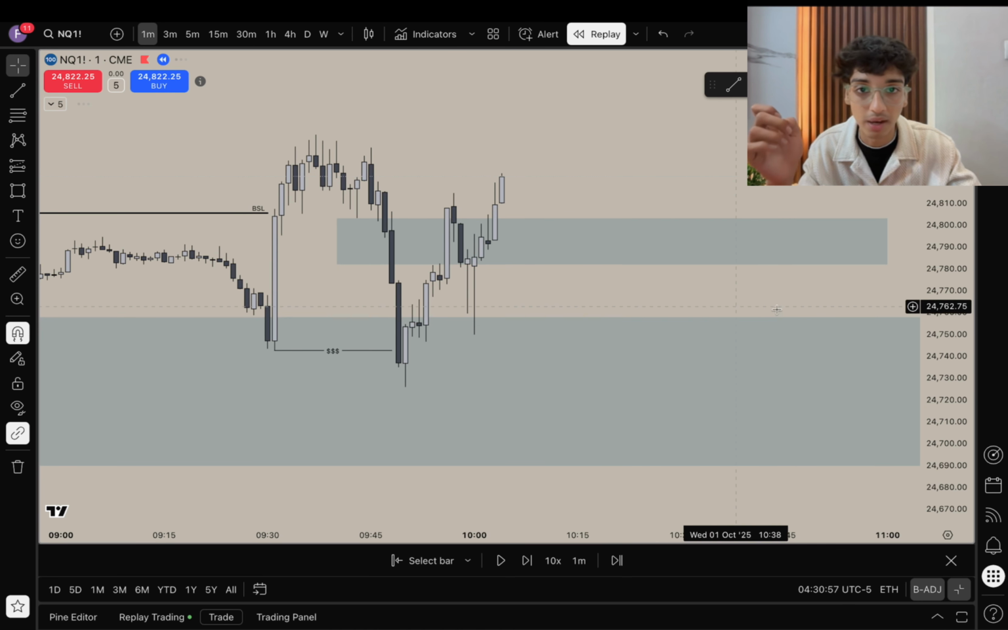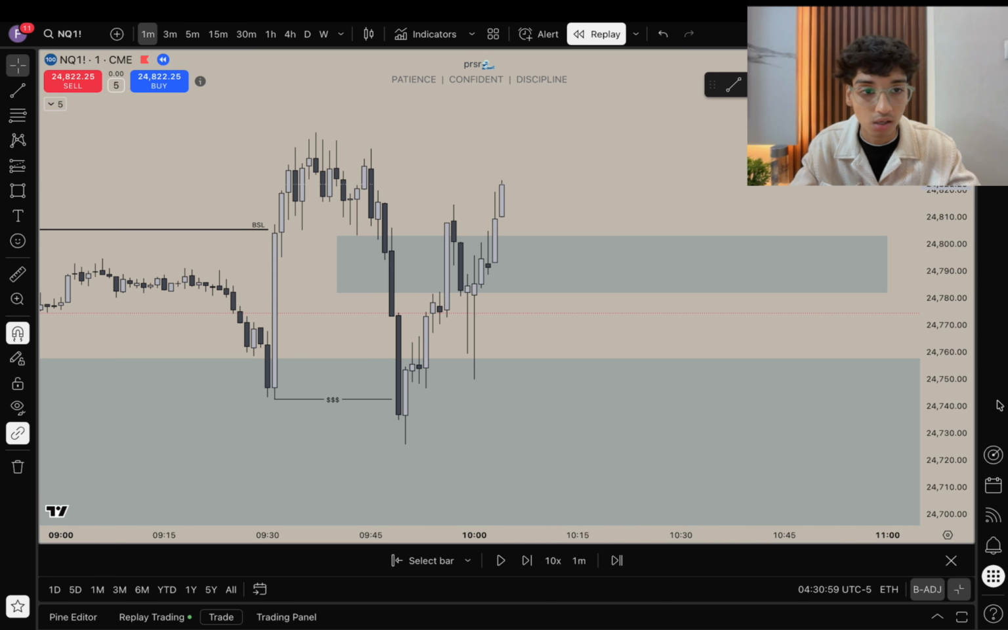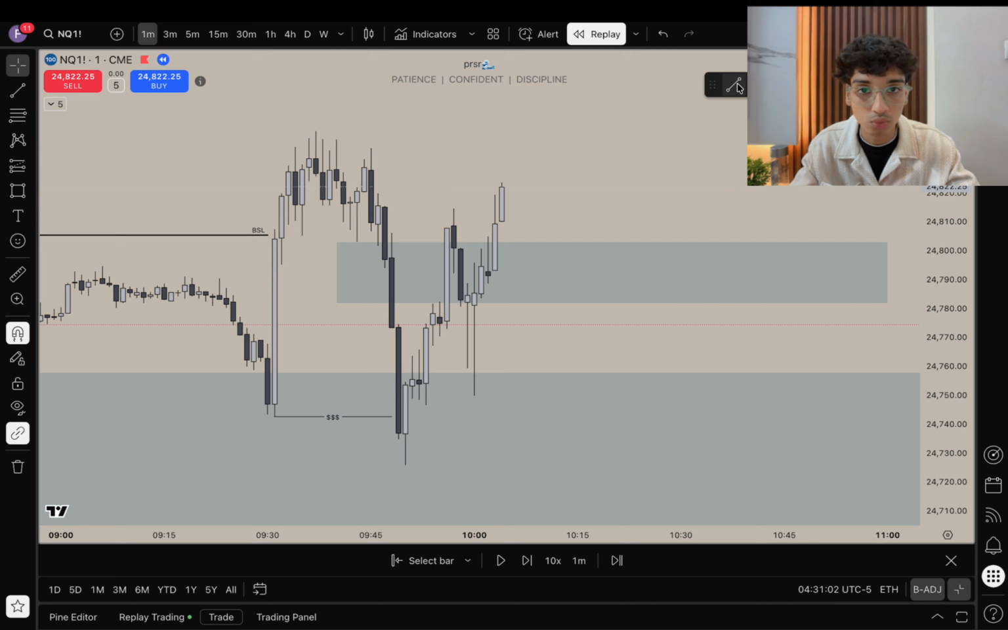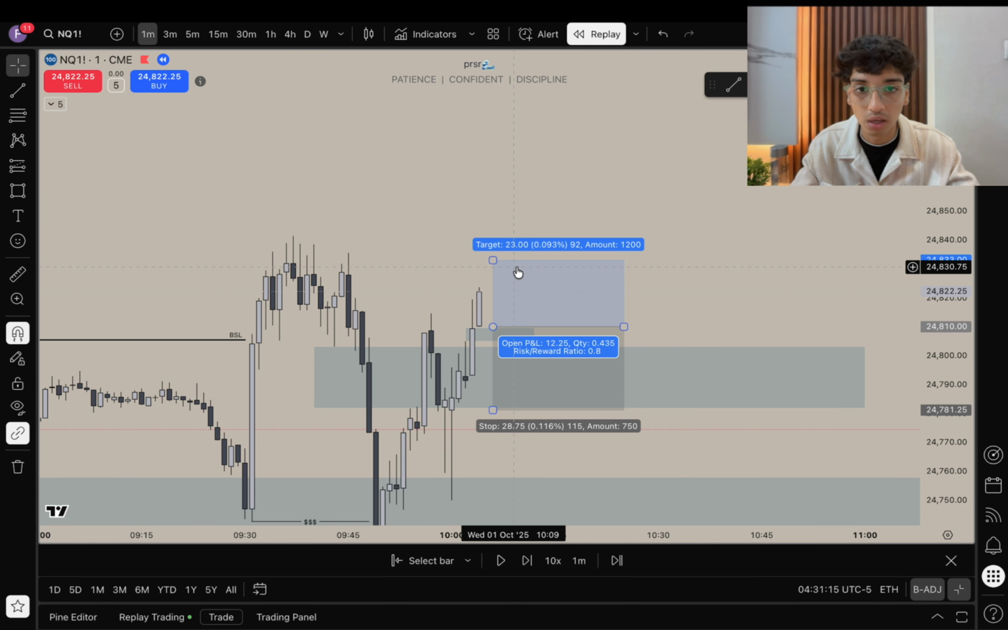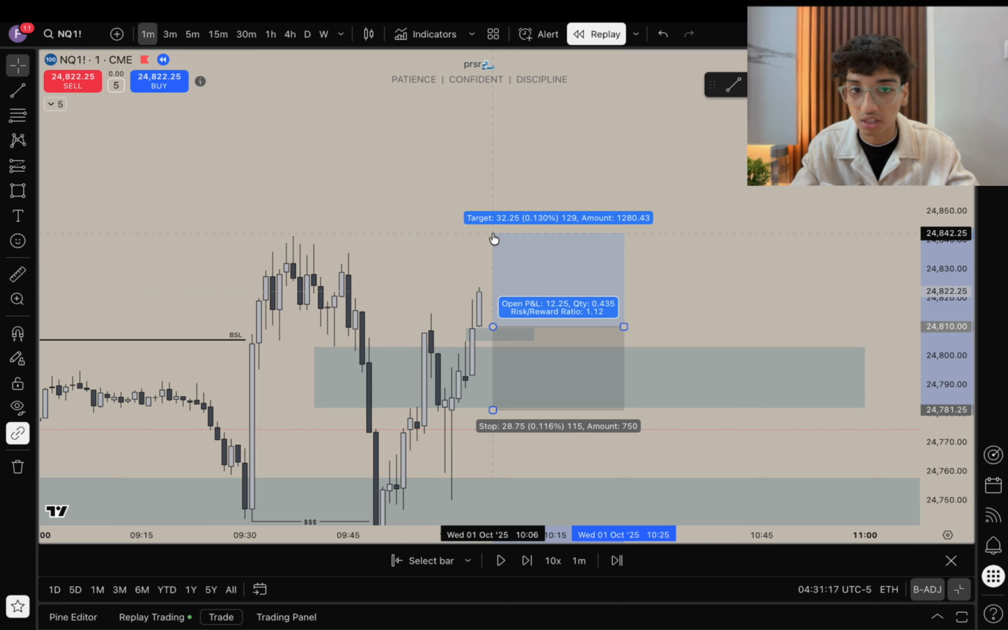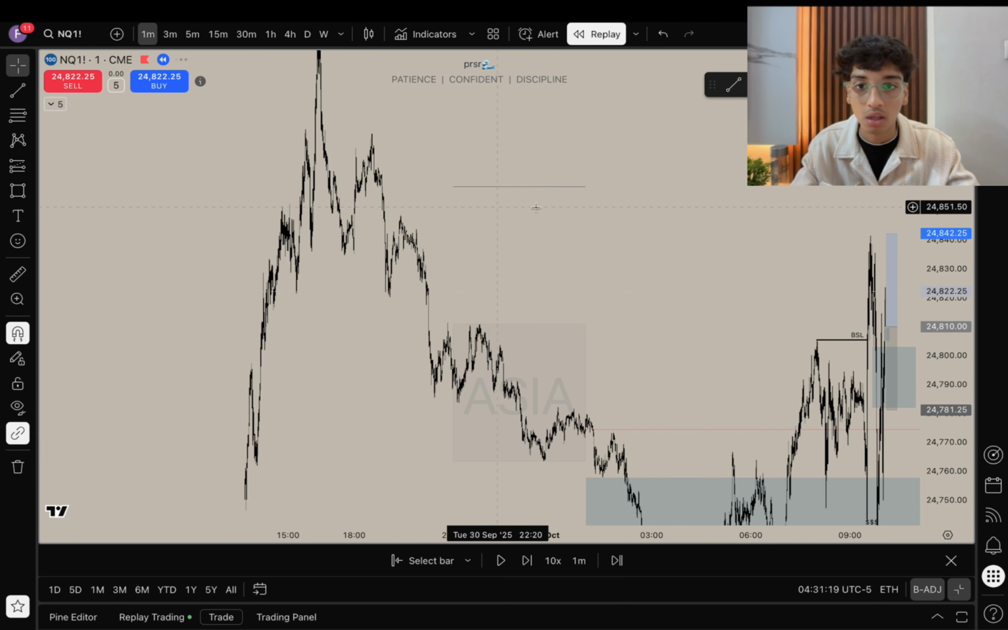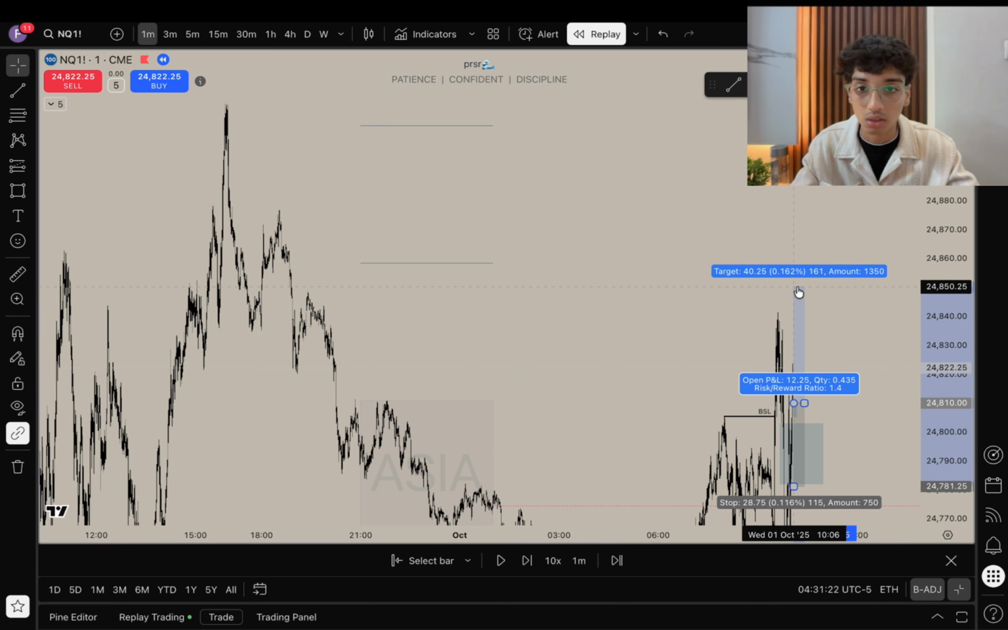So now I'm looking for the bias. I just basically wait for price to retest, putting my stop at this low. This would be my first target, and then I will be looking to these highs.